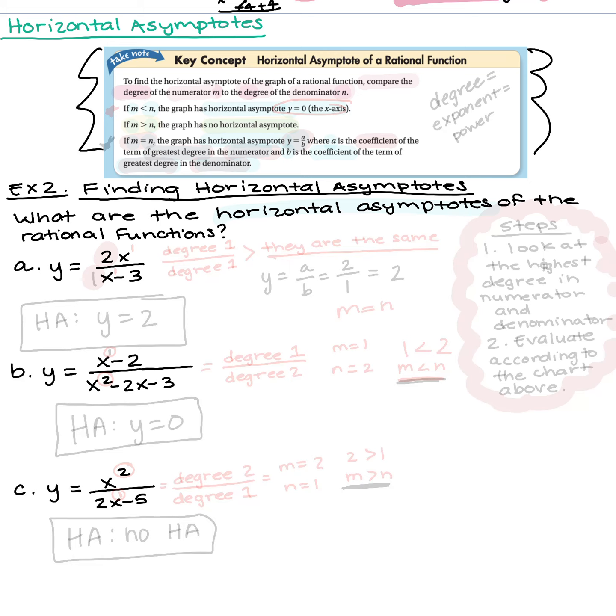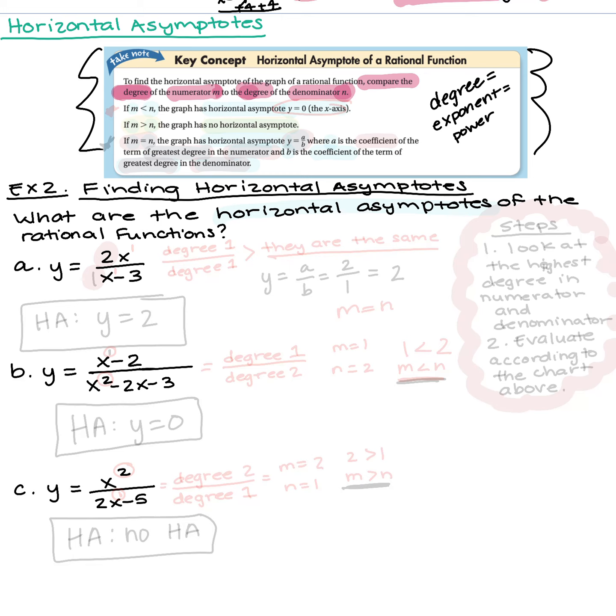So for horizontal asymptotes, you need to compare the degree of the numerator, m, and the denominator, n. Right? Now remember, what does the word degree mean? Well, the word degree means the exponent, or you guys can also call it the power. Okay, so we're going to be comparing the highest degrees, and then depending on what rule we get, it's going to tell us what it is, right?